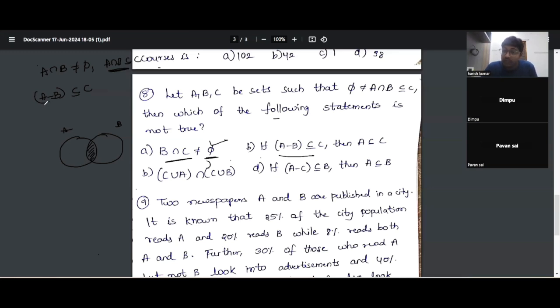Now he is saying that A minus B is also a subset of C. What is A minus B? A minus B is this part only, right? This is also a subset of C. That means this part is also lying inside C. So this part is lying inside C and the common part is also lying inside C. So can I say that both the parts will lie inside C?